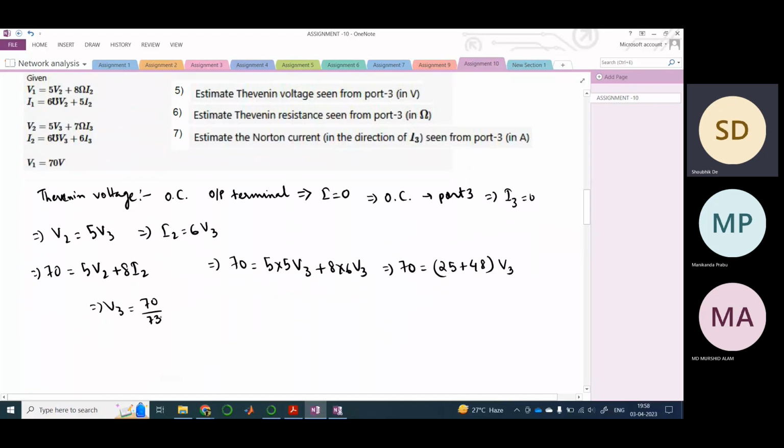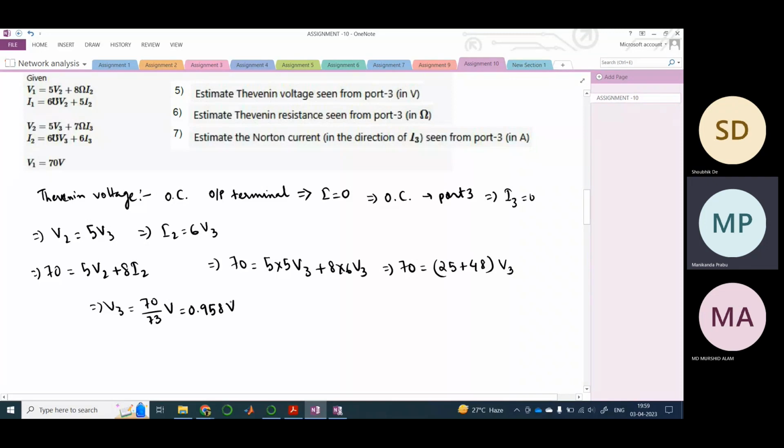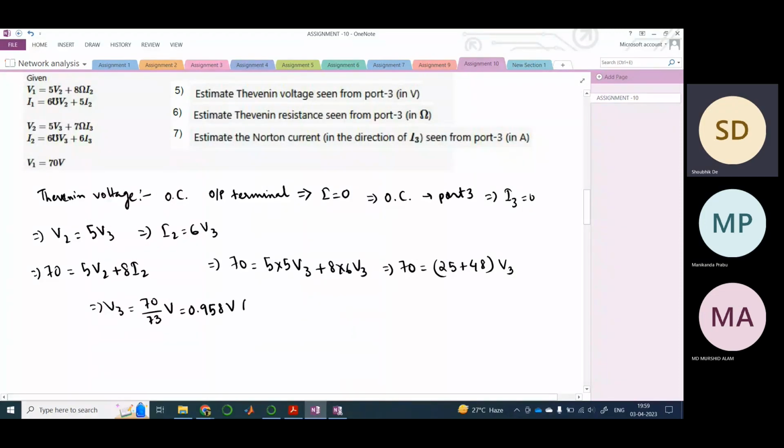Can anyone tell me what is 70 by 73? Quickly. 0.9581. 0.958. Yes sir. So this is the answer to the first question. I hope you have understood this. So this is VTH at port 3, right?